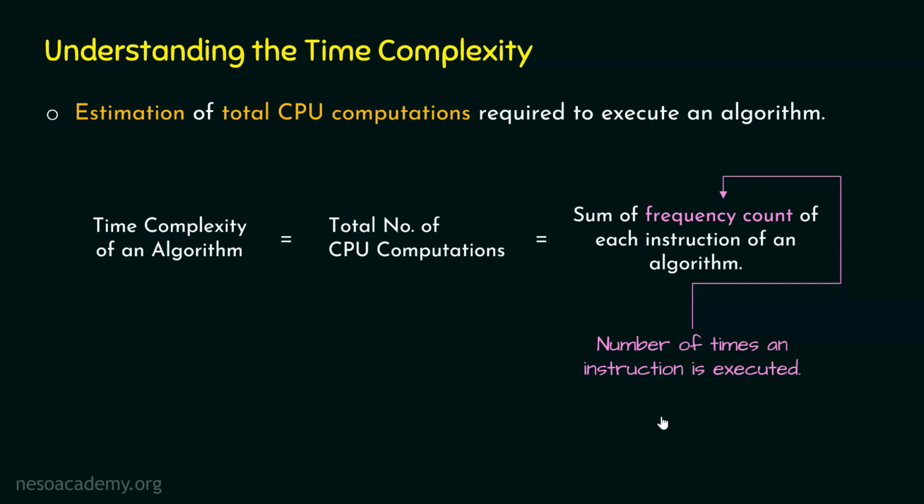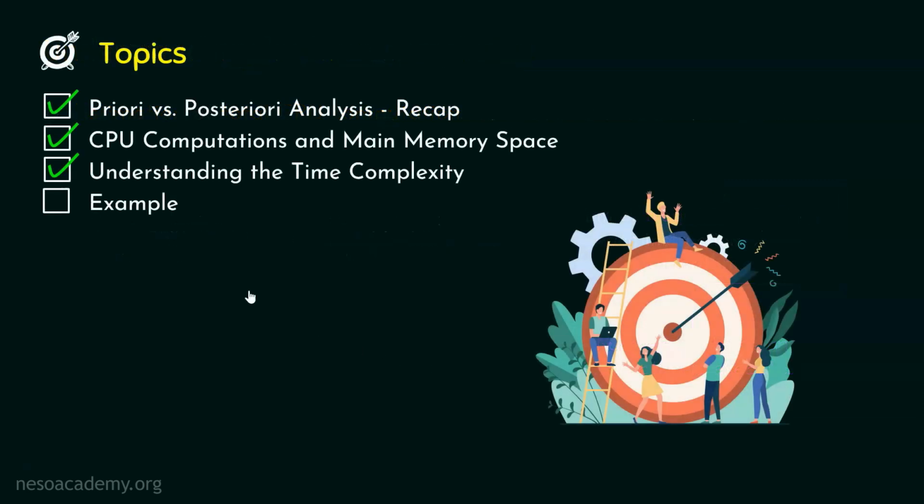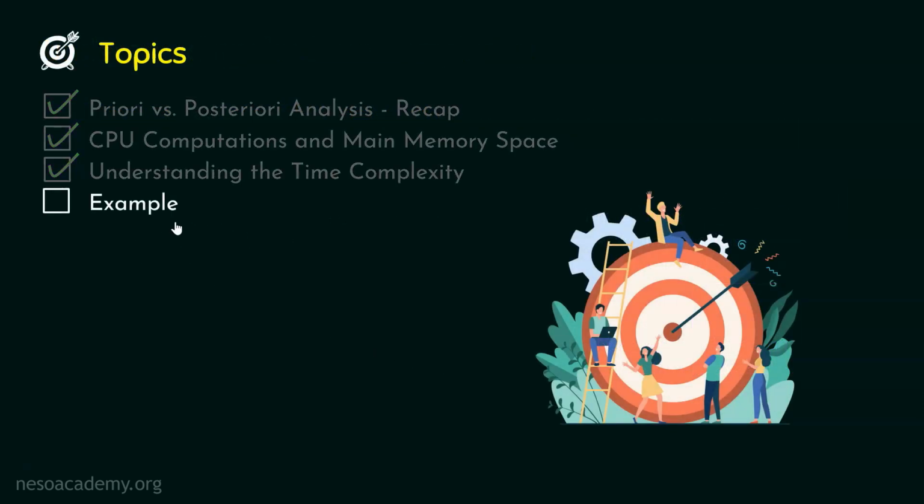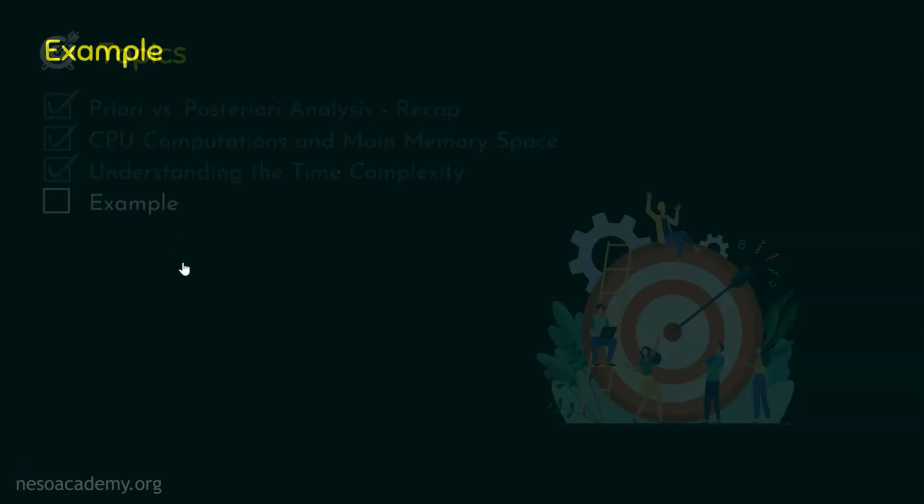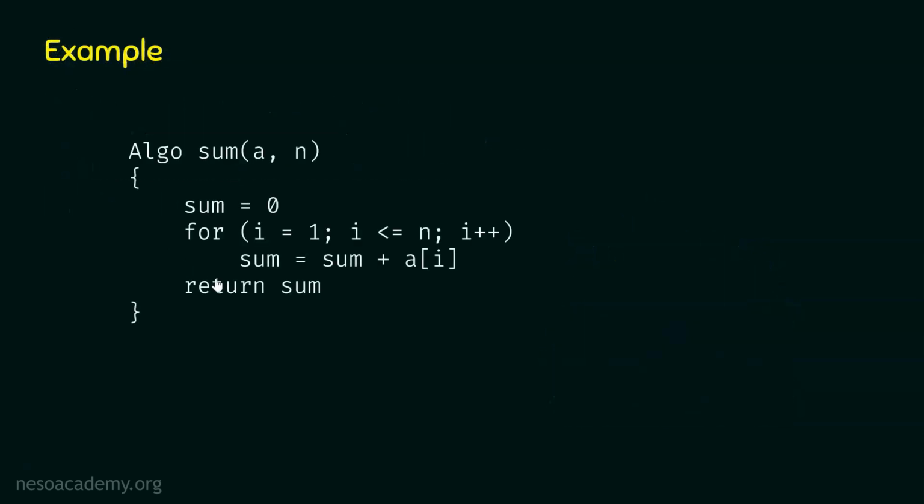So now we are going to take a simple example algorithm, and through that algorithm we will understand how to calculate the time complexity, and that too using the frequency count method. So now let's move to the next topic, where we will consider a simple example algorithm to understand the time complexity properly. Here is the example algorithm.